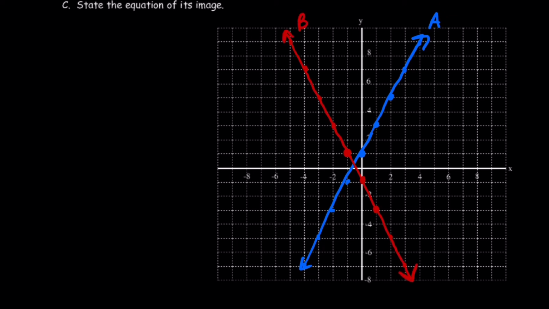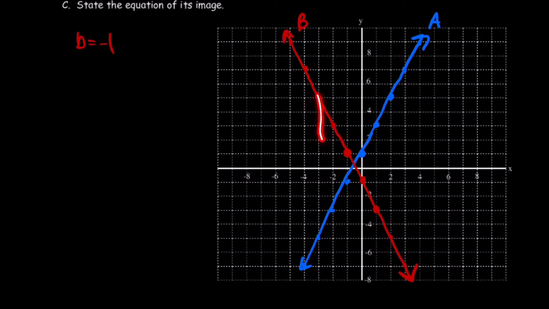That's part B. And then lastly, again, I need to state the equation of its image. So what do we know about this line? There's my y-intercept. So b equals -1. Let me write that down. B equals -1. And then how about our slope? Down 2 over 1. Down 2 over 1.